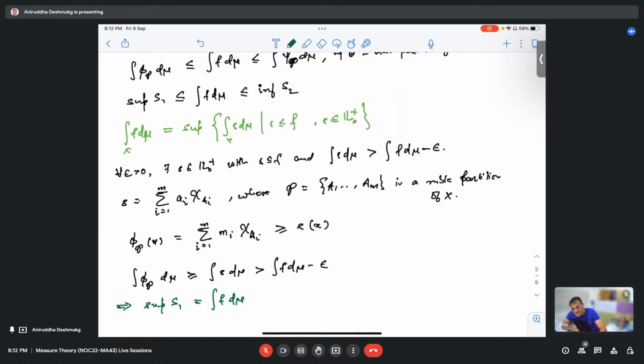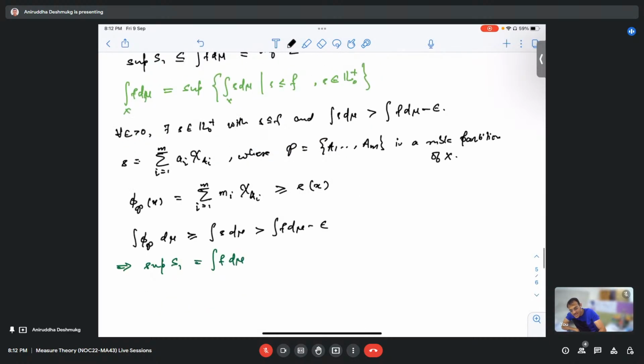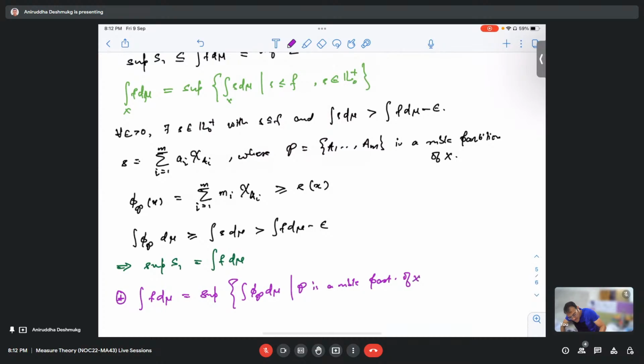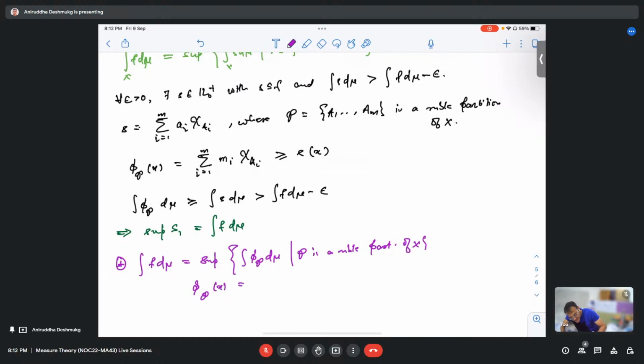So I have characterized the integral of f in this manner. The integral of f d mu is equal to the supremum of the integral of phi P d mu, where P is a measurable partition. And how is this phi P defined? Phi of the partition P at x is the summation of m_i chi E_i, i from 1 to n, where m_i is the infimum of f(x) as x varies in E_i.